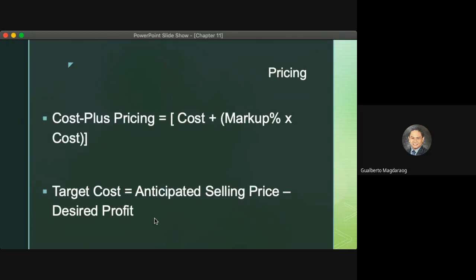Kasi nag-set ka ng target cost. How to set the target cost? Yan na yung formula. Anticipated selling price minus the desired profit. Say you will sell it at 100, the desired profit is 20, so hanggang 80 lang, including all the product cost. Okay? Including all the product cost.